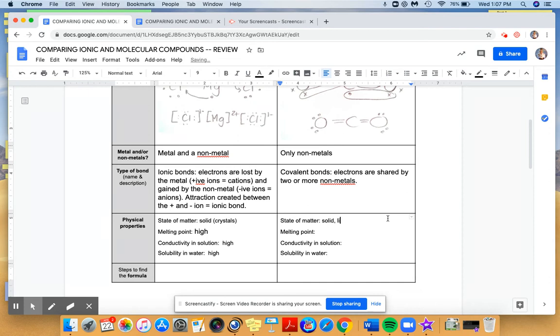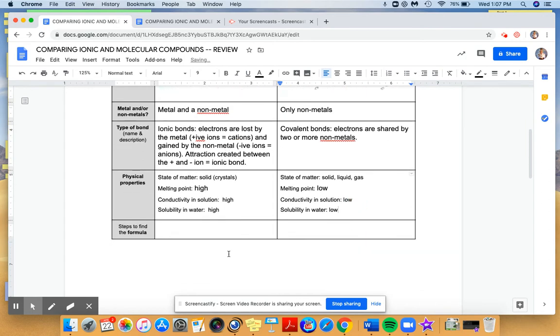Molecular compounds can be solids, liquids, or gas. You can look at a periodic table. Sometimes they tell you, and you'll see that there's all three of them throughout nonmetals. Melting point is quite low. Conductivity in solution is low, and solubility is also low. So you can see how they're quite different from ionic compounds.